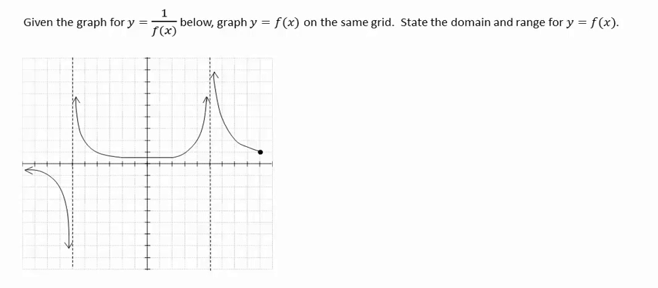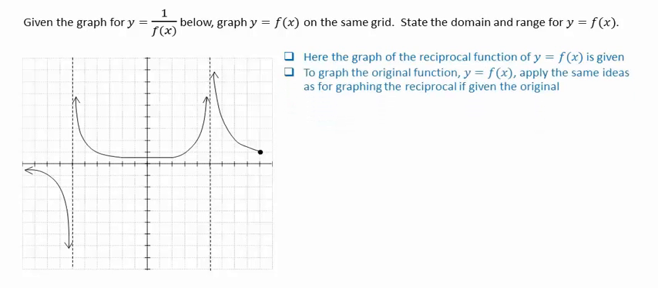Given the graph for y equals 1 over f of x below, graph y equals f of x on the same grid. State the domain and range for y equals f of x. Here, the graph of the reciprocal function of y equals f of x is given. In order to graph the original y equals f of x, apply the same ideas as for graphing the reciprocal if given the original.